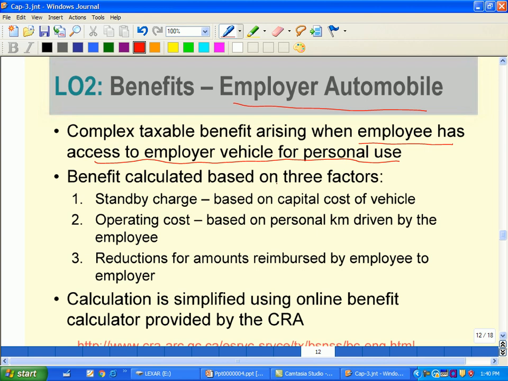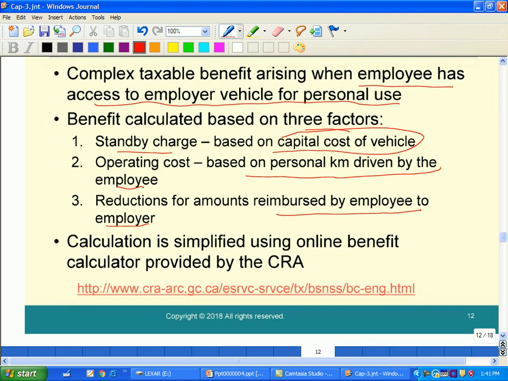Okay. So, the benefit is calculated based on three factors in this case. Okay. The standby charge, based on the capital cost of the vehicle; the operating cost, based on the personal kilometers driven by the employee; and a reduction for the amount reimbursed by the employee to the employer. Sometimes the employee uses that car and then they reimburse some of the amounts. Okay. So, the calculation is simply done using an online benefit calculator.